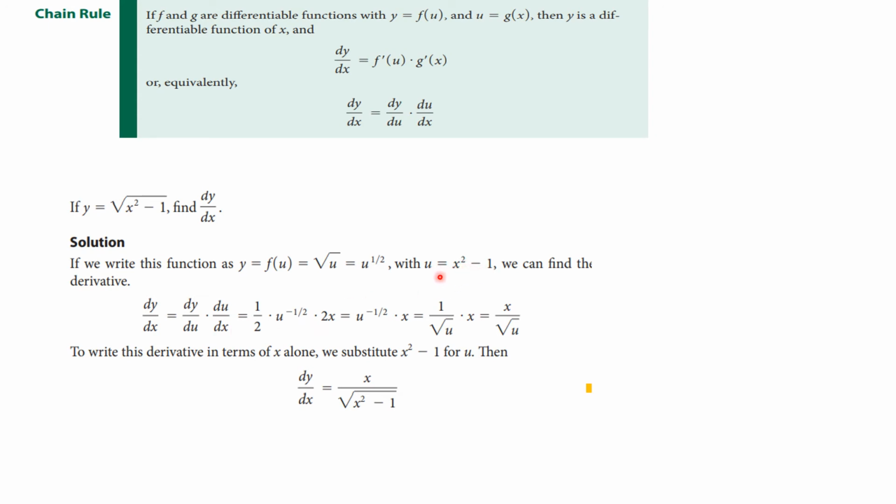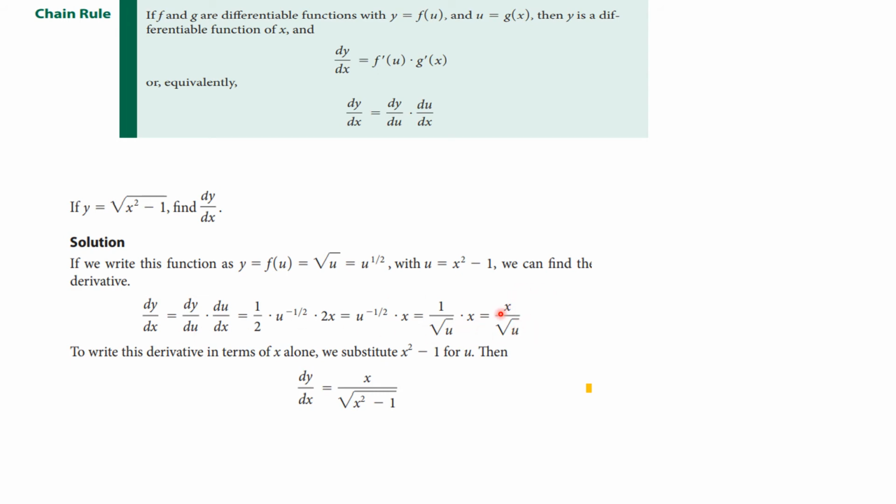So the derivative of this function, du by dx, is actually 2x, because the derivative of x square is 2x and the derivative of 1 is 0. Then we can cancel these 2 and these 2, and it becomes u to the power minus half times x. So again we go back to u to the power minus half, which we can write as 1 by root u times x. So then we can write x by root u.